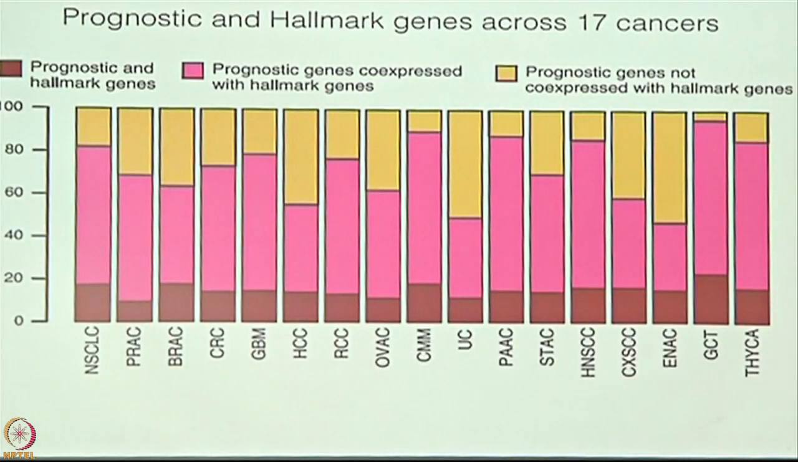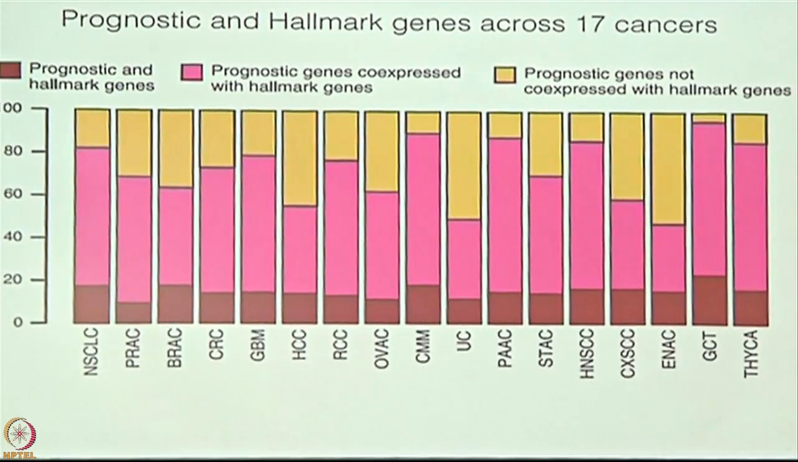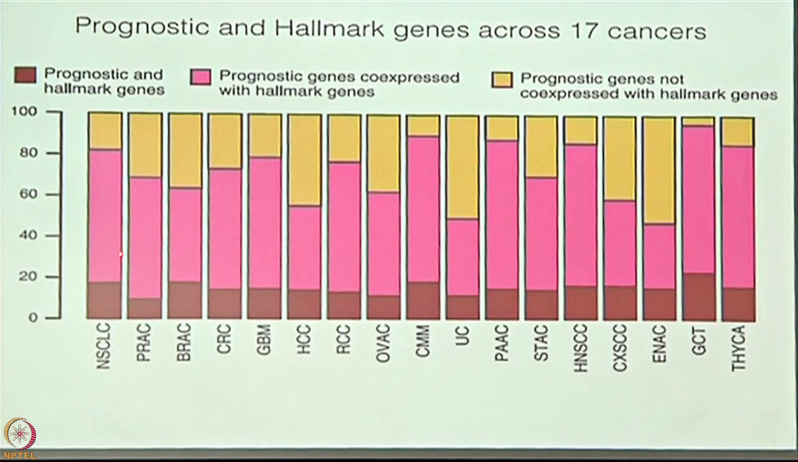A slightly different way of putting this. These are the prognostic and Hallmark genes. We agree. These are the prognostic genes which are co-expressed with the Hallmark genes. And these are the different prognostic genes which we found in our study, which the Hallmark papers have not mentioned.